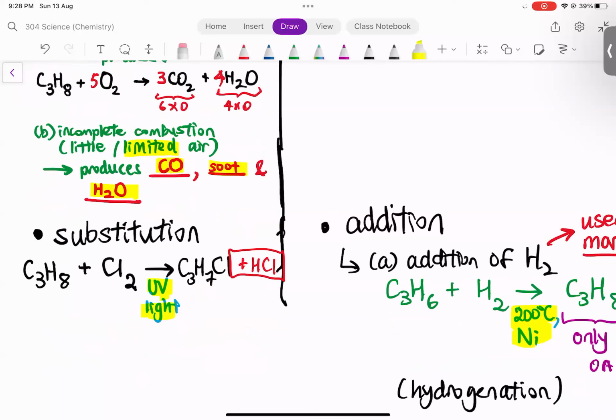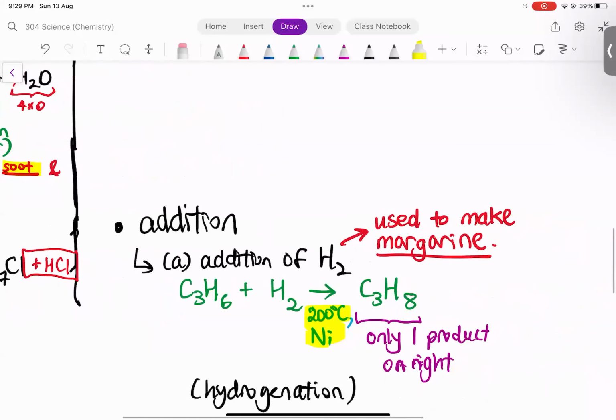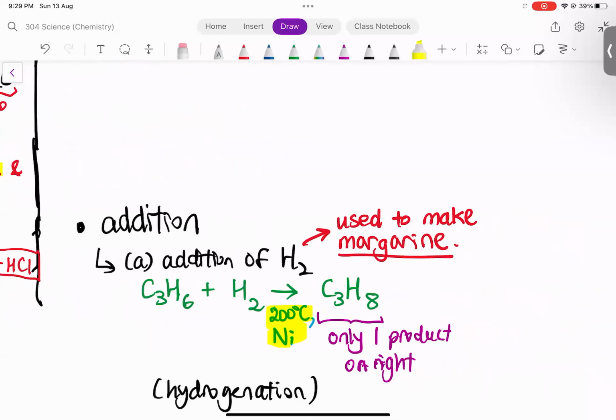I hope you recognize substitution. Substitution is where chlorine substitutes one of the hydrogen atoms in the alkane away. Now, this forms a chloroalkane and HCl. So there are two products on the right-hand side. So that's for alkane. Alkane A undergoes C, combustion, S, substitution. So ACS. Then you have alkene, ECA, combustion and addition.